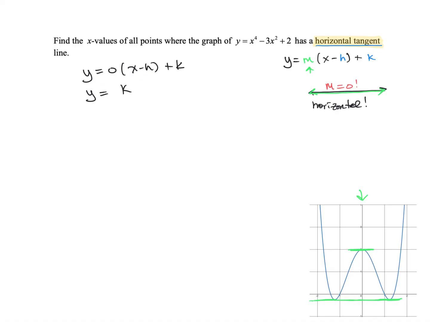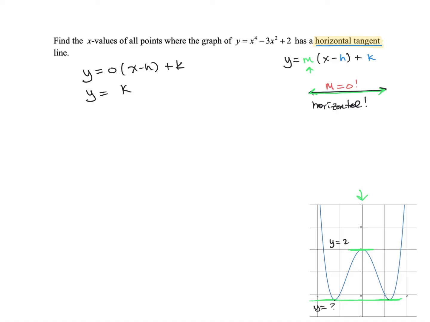You can see right here, just by looking at the graph, this one's going to be y equals 2. And this is going to be y equals, what is this? This is some crazy number. You could click on that in Desmos, but you won't have Desmos or your calculator. So you actually have to find out what these values are. Let me show you how to do that right now.